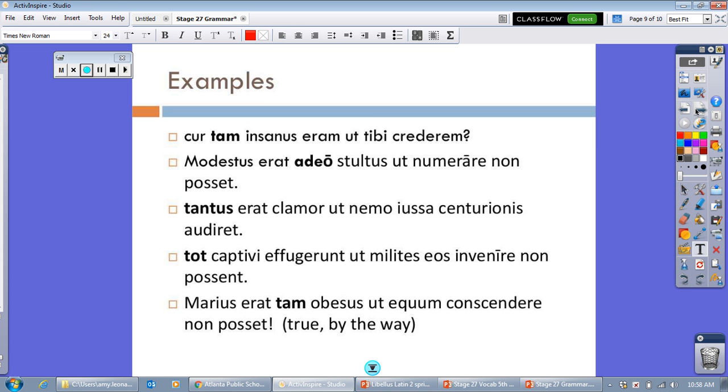Here come the examples. Cur tam insanus eram ut tibi crederem? I think this was Agricola talking about Salvius. Why was I so insane that I believed you? So there's the tam introducing the result clause. I was so crazy. How crazy was I? I was so crazy that I believed you.